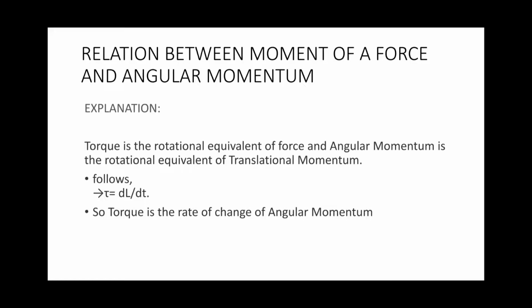In short, torque is the rotational equivalent of force and angular momentum is the rotational equivalent of translational momentum. This can be extended to rotational motion as follows: tau equals dL over dt, which is, torque is the rate of change of angular momentum.